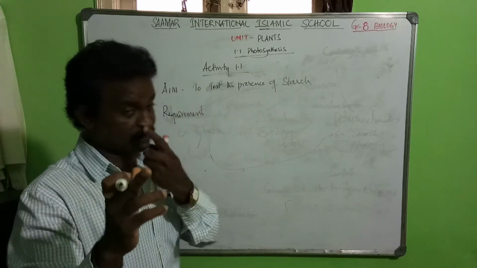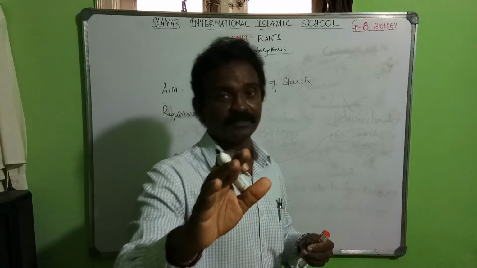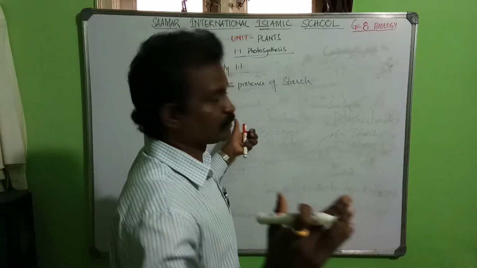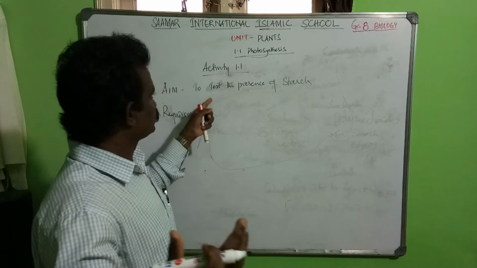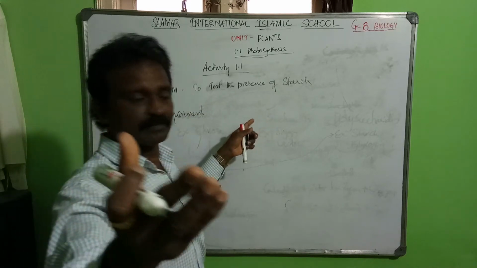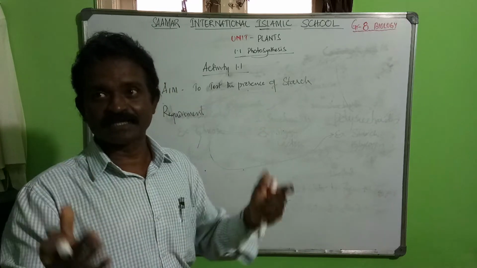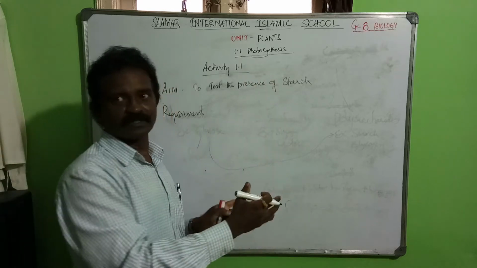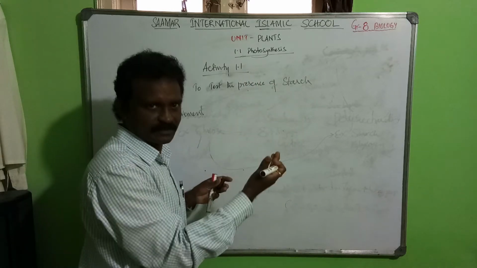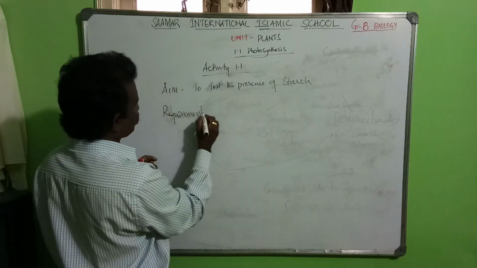Once you buy the books, I think all of you have paid your fees and purchased your books and uniforms, right? Once you purchase the books, madam would have given you a science record. In that science record, you have to write all the experiments you are doing in the lab. Is it clear?